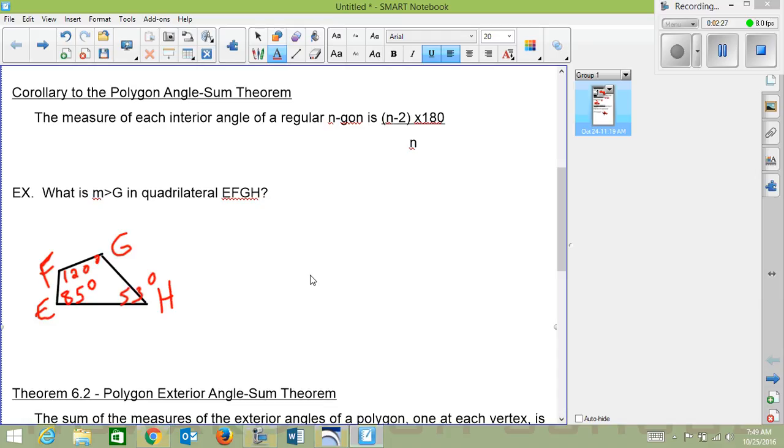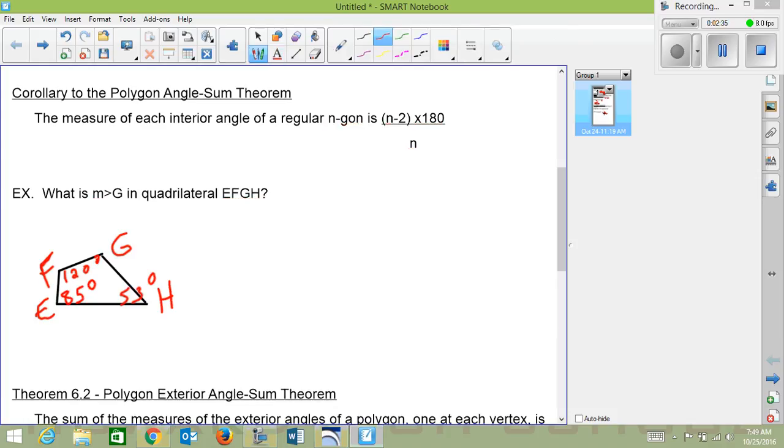So on this one, what is the measure of angle G in the quadrilateral EFGH? The first thing that you have to do is figure out how many total degrees you have. So it has 4 sides. So we're going to go 4 minus 2 times 180. 4 minus 2 is 2. 2 times 180 is 360.